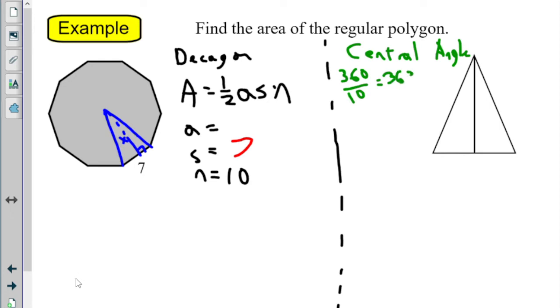But again, that would give me this entire angle. I don't want that entire angle. I want to take that and cut it in half to get just this piece, which is 18. So that angle right there is 18 degrees. And that will help me with the right triangle that I'm actually looking for.